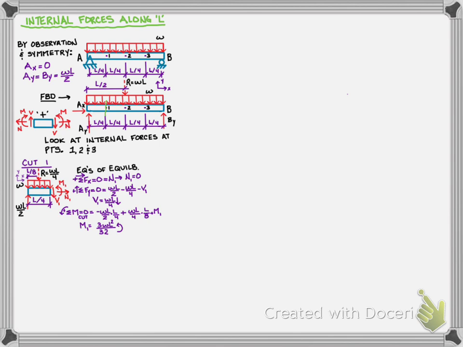I assumed positive, and I was correct. I said WL squared over 2, 3/32 WL squared. All right, so that's cut 1. Now we can go about cut 2 exactly the same way.